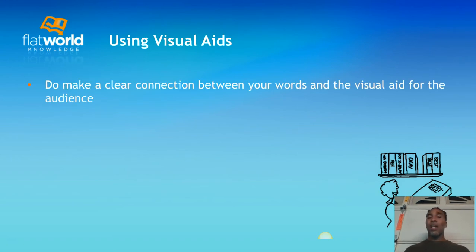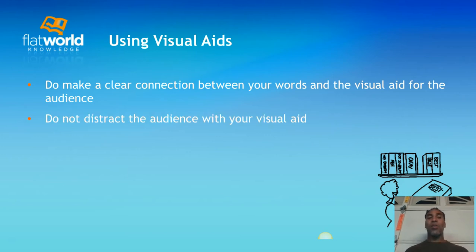Do you make a clear connection between your words and the visual aid for the audience, right? Do they see and understand why I have the big picture of this bear over to the right of me? And if they do, then I did make the clear connection. They do not distract the audience with your visual aid, so it doesn't need to be so over the top that I have to keep looking at it, right? That it speaks to your audience.